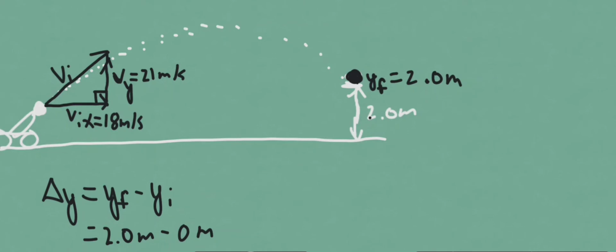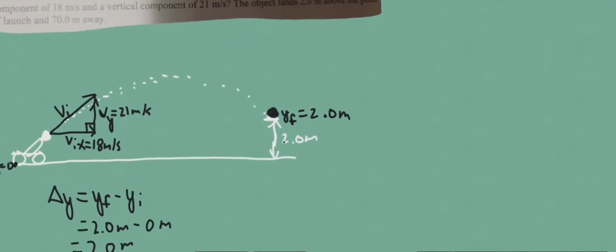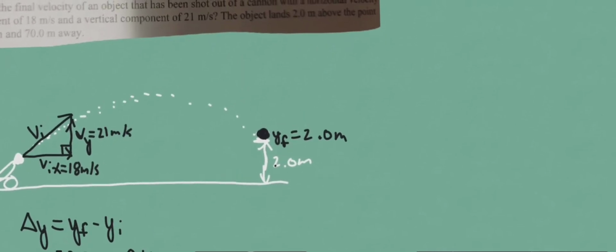Or using common sense, if the landing is above the launch point, then delta Y will always be positive. If the landing is below the launch point, delta Y should always be negative. All right? So that should just be logic, common sense. So in this case, since my landing is above the launch point, delta Y is positive 2.0, because final minus initial, 2.0 minus 0, is positive 2.0. So that takes care of that.